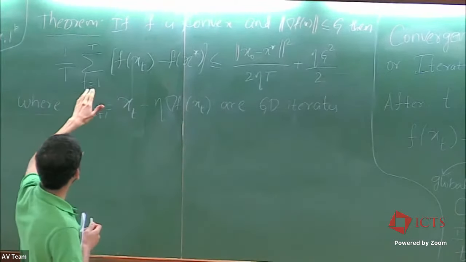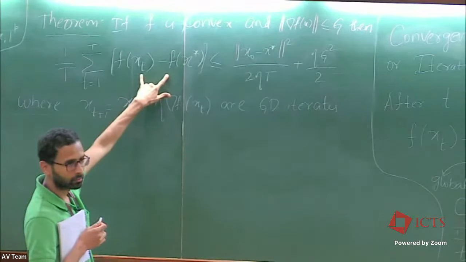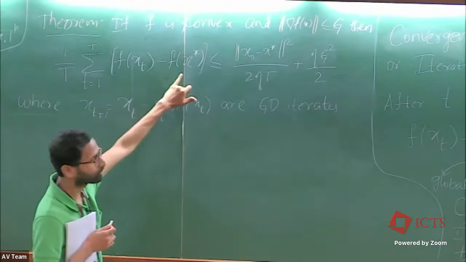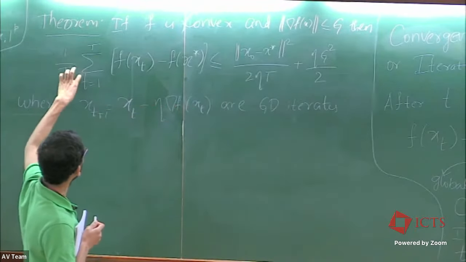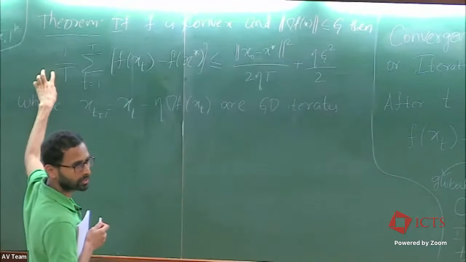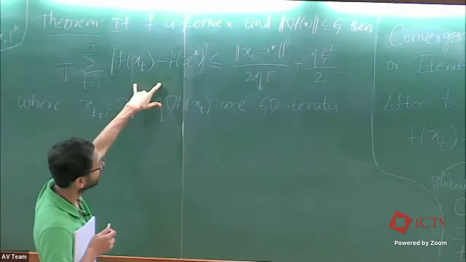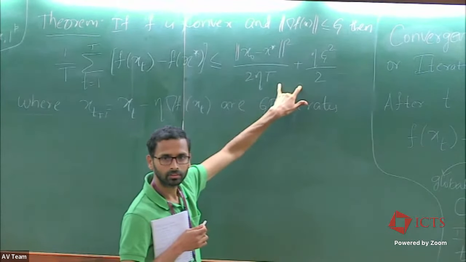Then we look at all the t iterates, and this is the suboptimality of the tth iterate, because we are looking at f of xt minus f of x star. And then we are taking an average, summing over all the iterates from 1 to t and then multiplying by 1 over t. We are saying that the average suboptimality is upper bounded by a quantity like this.